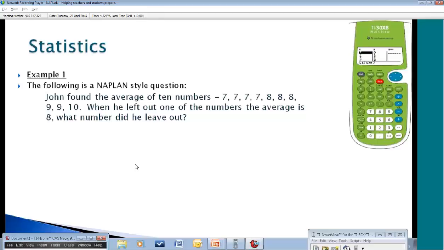Brian and I have gone through and had a look at some of the practice NAPLAN tests that are available on the NAP website, and just some of the features of the calculator that we can use to assist students with that. So this is a NAPLAN style question similar to one of the ones on there. John found the average of 10 numbers, so from 7 to 10 there. When he left out one of the numbers, the average then becomes 8. What number did he leave out?